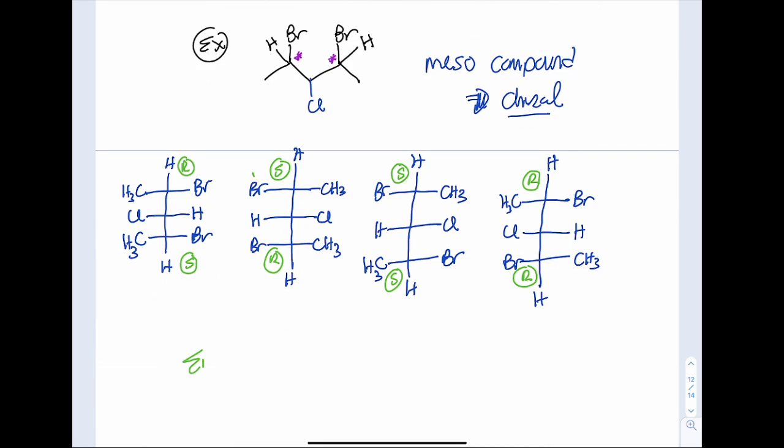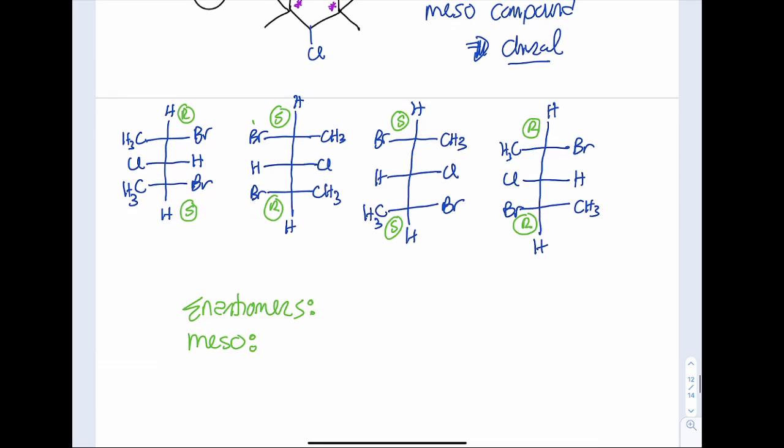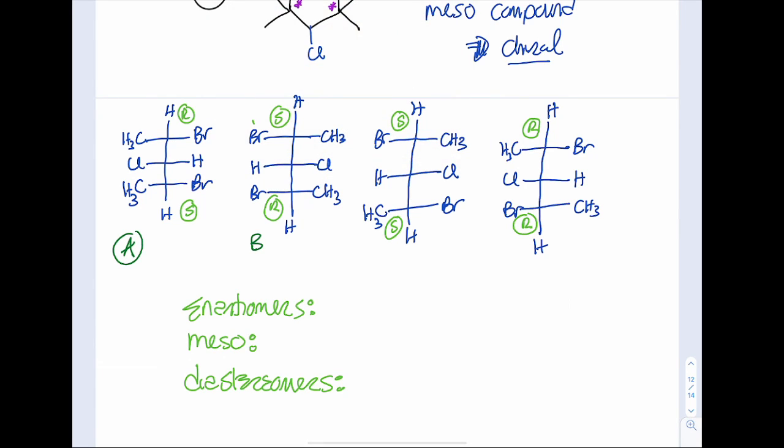And then enantiomers, we actually have meso this time, so we have to be careful. Meso, and then diastereomers. So when you're looking at the enantiomers and the meso, you have to be careful for this one, because meso ones are going to have opposite configuration at both chiral centers also, but they're going to have a plane of symmetry. So let's give these letters, A, B, C, and D.